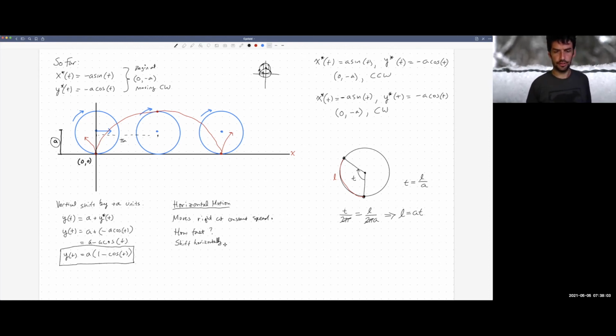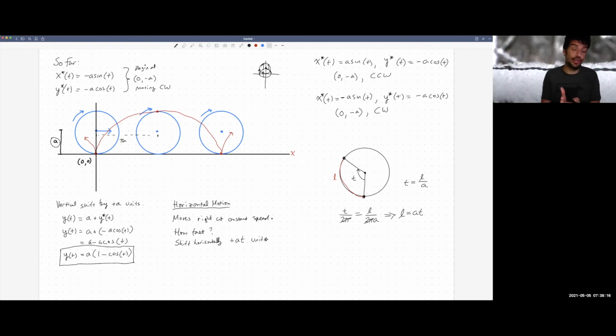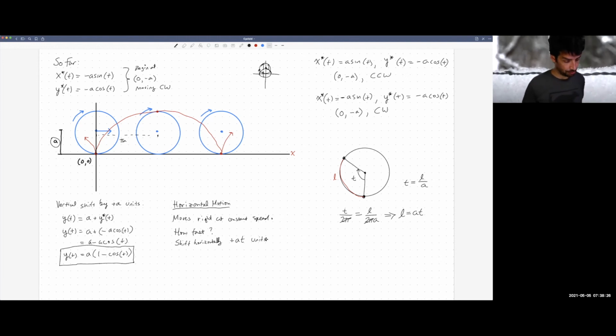These 2 L's look funny to me. I'm just going to leave it. Shift horizontally positive a t units. Right? It's changing. So in the beginning, when t is 0, we're not shifting right at all. When t is equal to 1, we'll be 1 radius over. When t is equal to 1,000, we'll be 1,000 radiuses over to the right. That's how much we're moving.